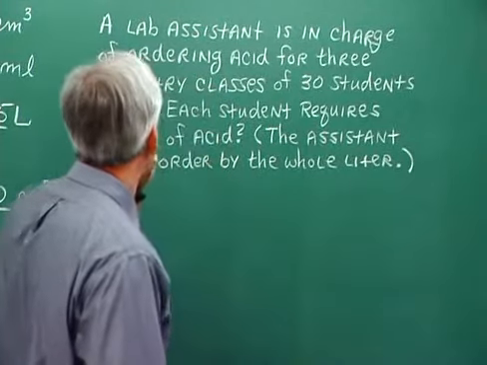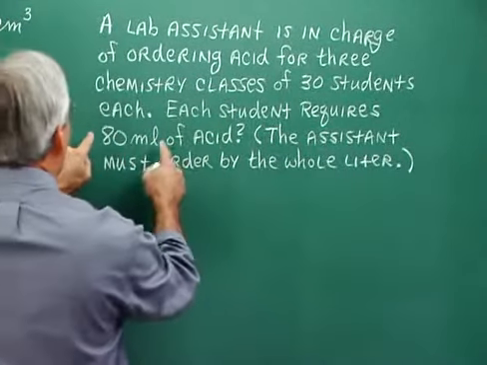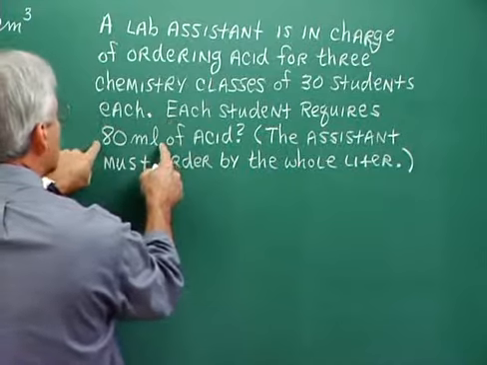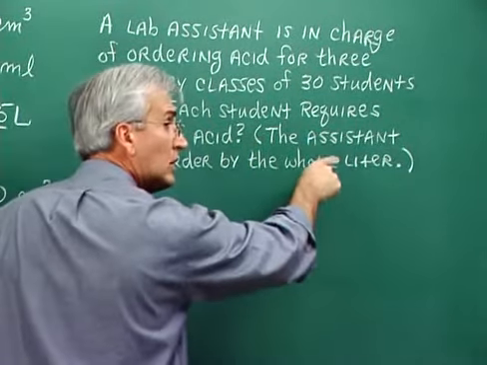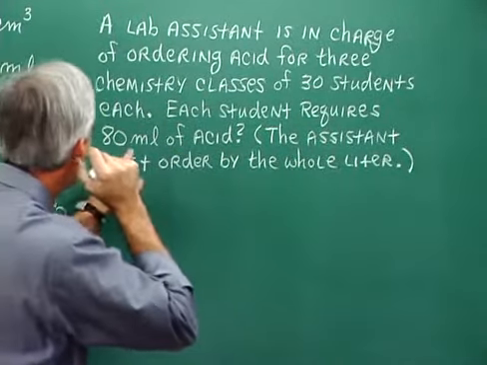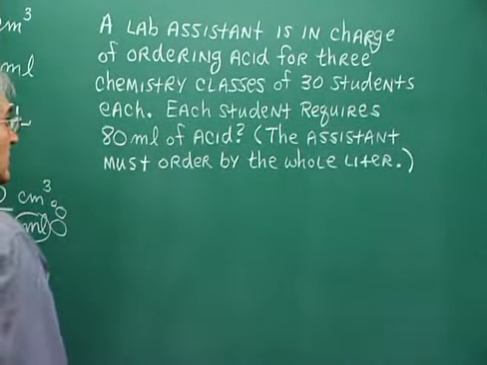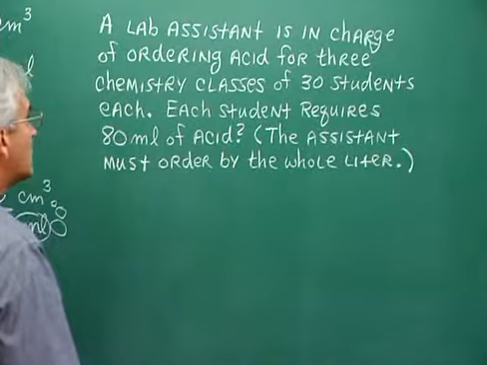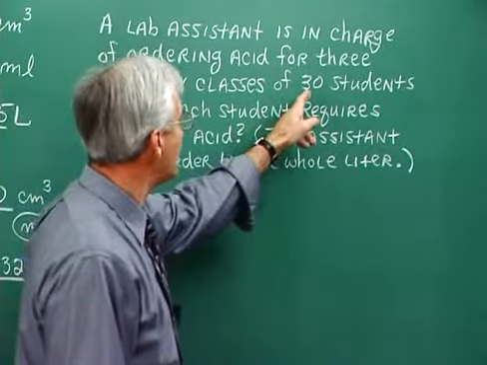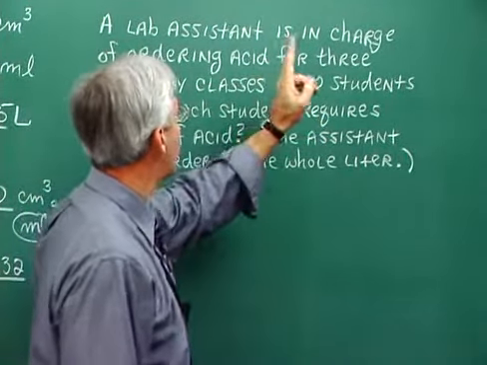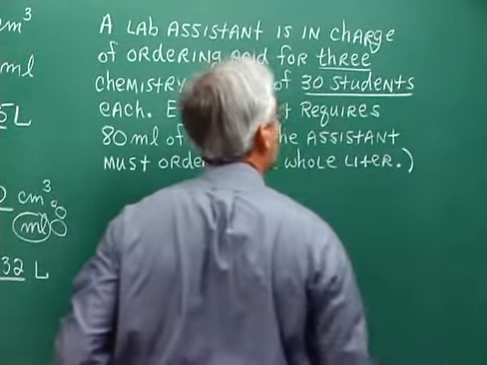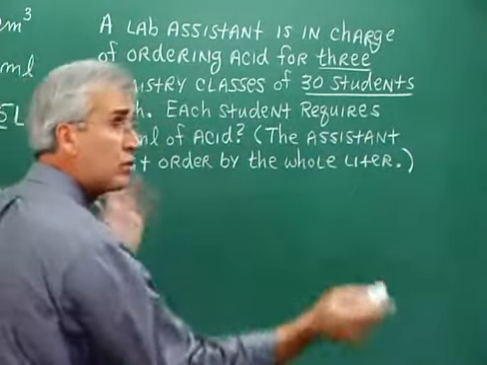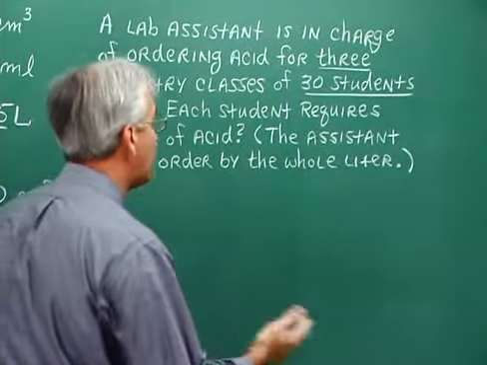Now notice, the amount that each student requires is given in milliliters, and yet the assistant is going to order in whole liters. So we want to know how many liters, and yet we're given information in terms of milliliters. That's one challenge. Another challenge is that we have 30 students in every class, and there are 3 classes. So we have 3 classes with 30 students in every class. How many total students would there be? Well, we can figure that out by multiplication.